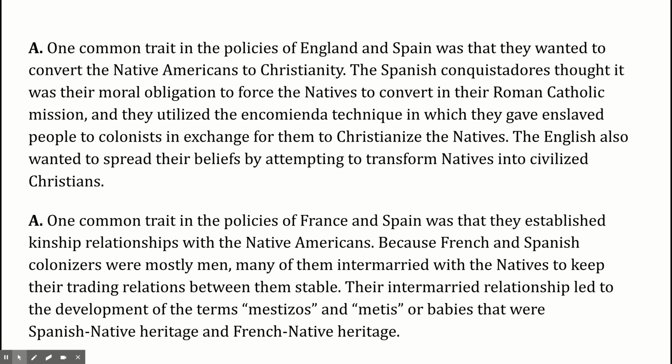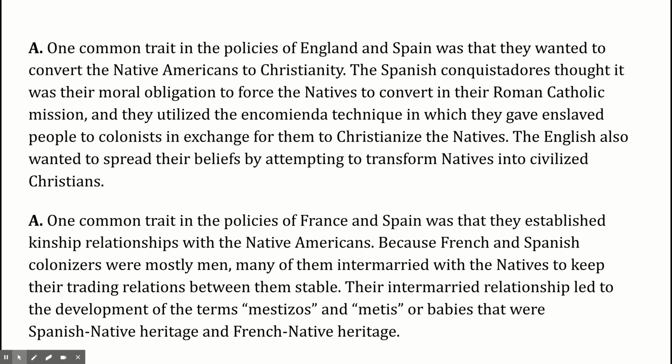One common trait in the policies of England and Spain was that they wanted to convert the Native Americans to Christianity. The Spanish conquistadors thought it was their moral obligation to force the natives to convert in their Roman Catholic mission. And they utilized the encomienda technique, in which they gave enslaved people to colonists in exchange for them to Christianize the nations. Now that first part, so it's not just they wanted to Christianize, but it gives concrete detail.